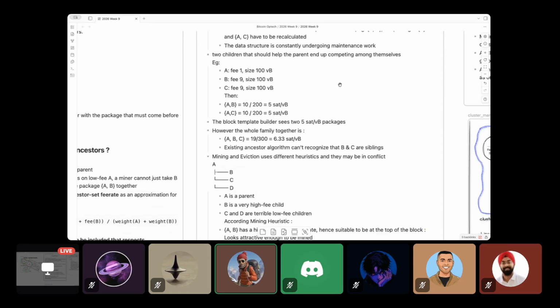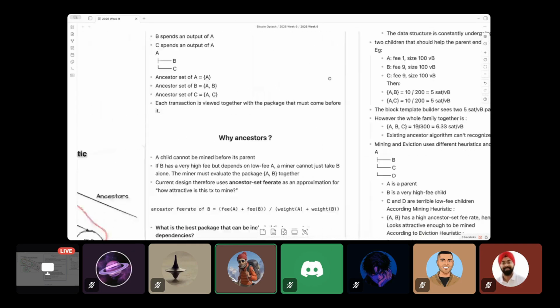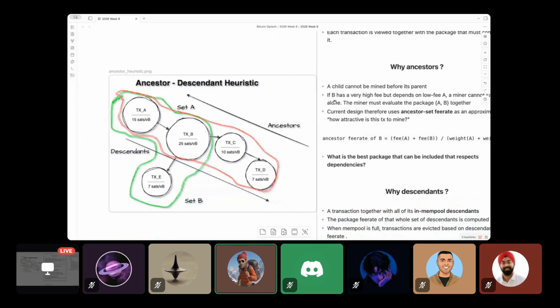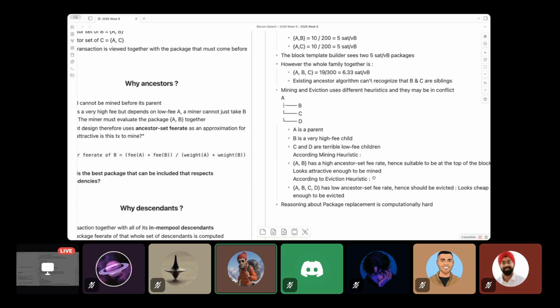The second problem is, because we are using ancestor fee rate and descendant ancestor fee rate for including transactions in a block, and descendant fee rate for kicking out transactions from the mempool, at times these two metrics might clash. What does it mean?